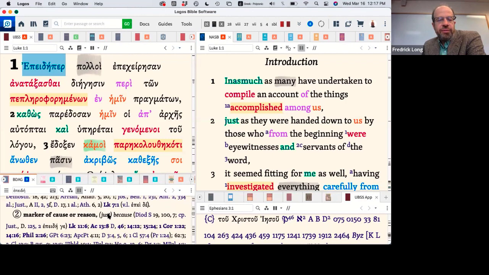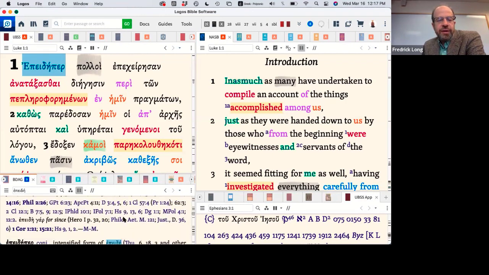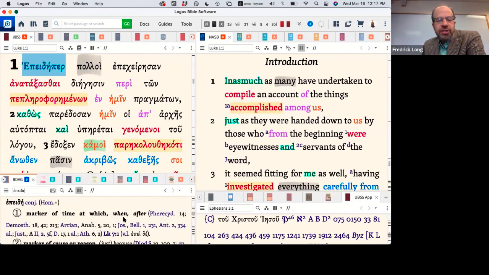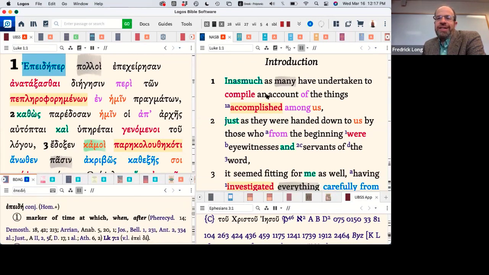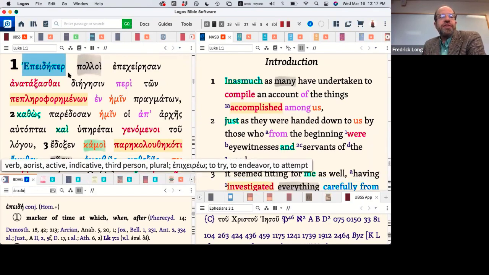When, after, reason or cause, because. So yeah, I'm not sure I'm really happy with this translation, in as much as. You could just say since. Yeah, you could say since. And I would then want to somehow capture the intensive force of the epi, de, and pair.